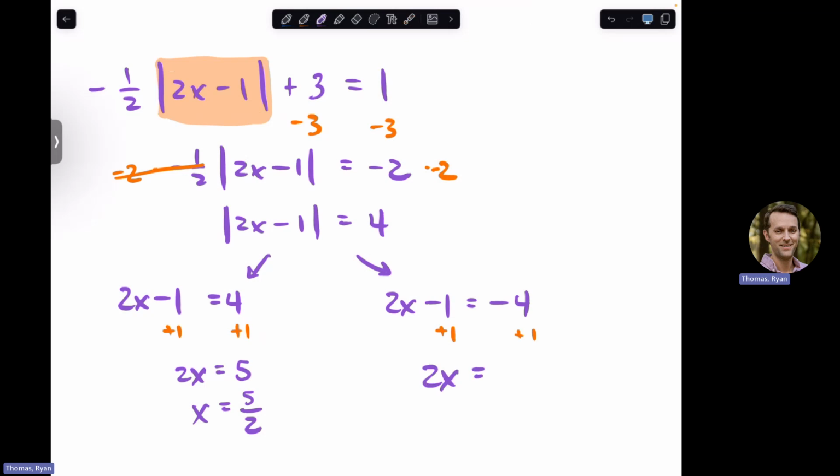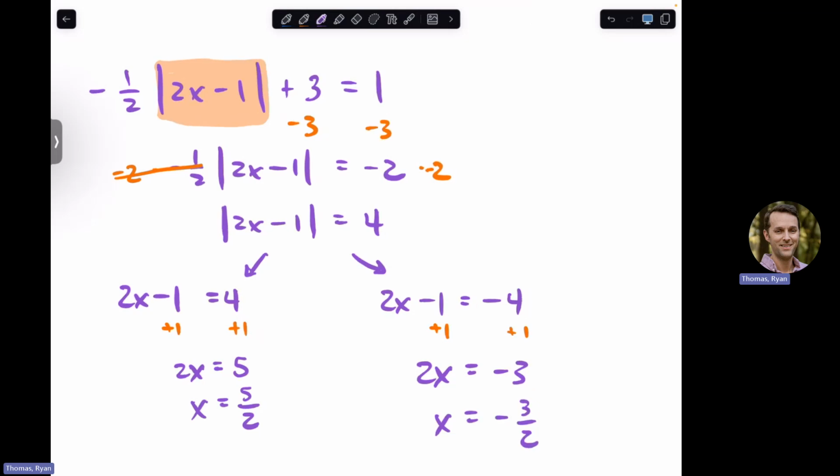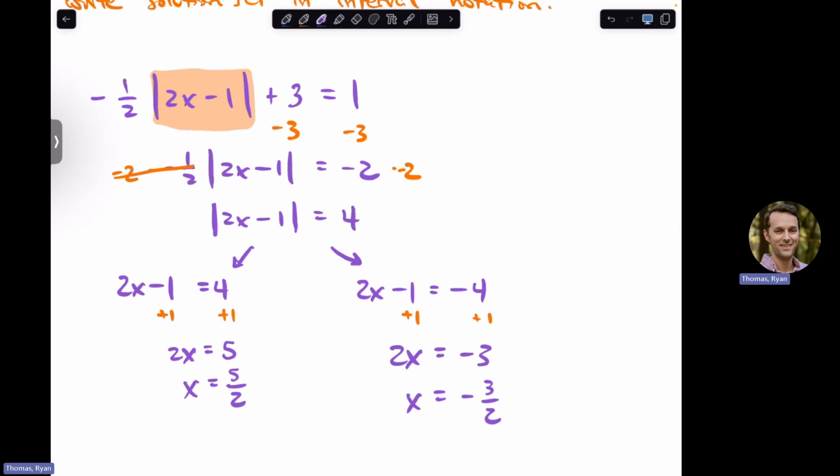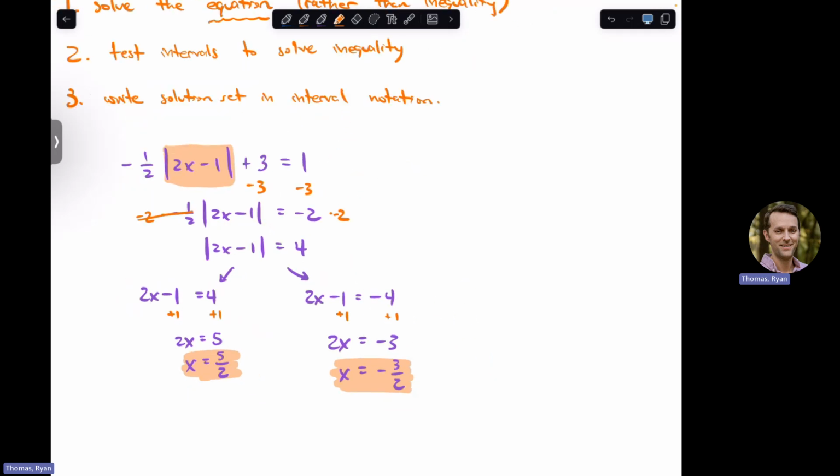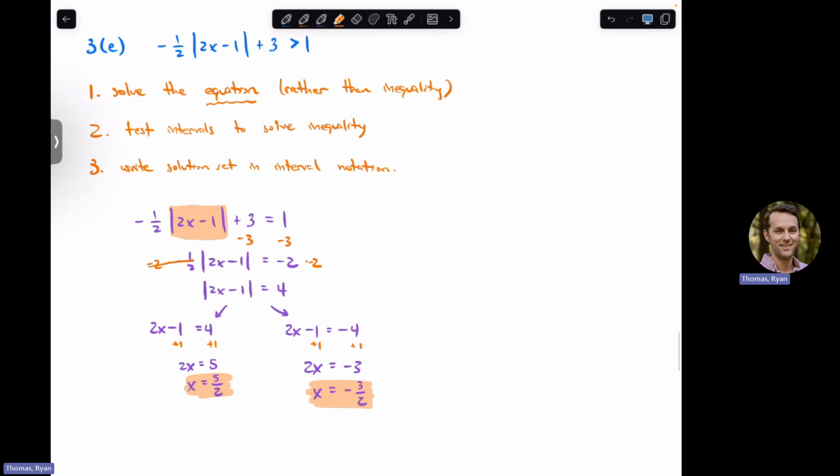All right, 2x is -3. x is -3 halves. All right. So 5 halves and -3 halves. If what we'd set out to do was just solve that equation, we'd be done. We're trying to solve an inequality, though. So those are important, but we're not quite done yet.